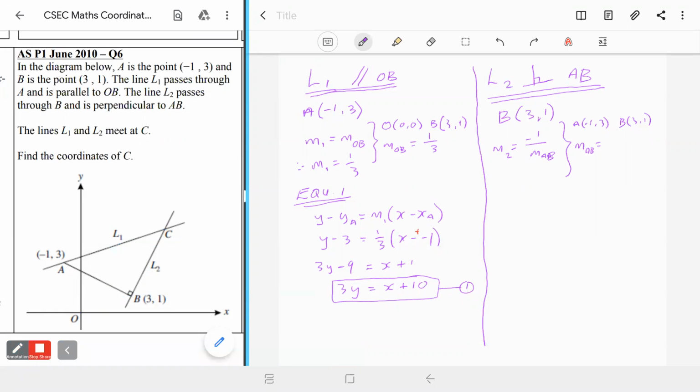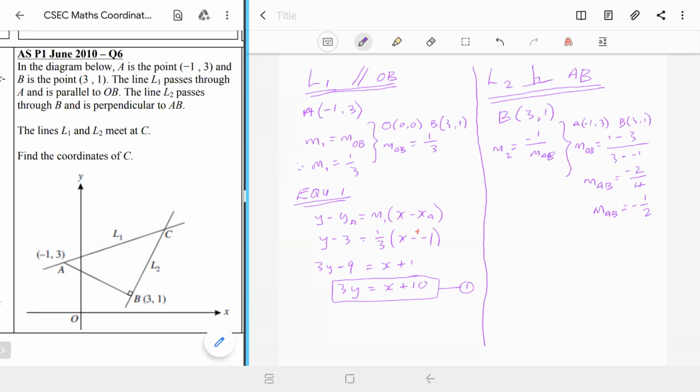All right, so come back over here now. We're doing this point minus this point, so it becomes 1 minus 3, the difference in the y values, divided by 3 minus negative 1, the difference in the x values. That's what you get. So the gradient of AB becomes negative 2 over 4, and so the gradient of AB is negative half. 2 over 4 is half, negative half.